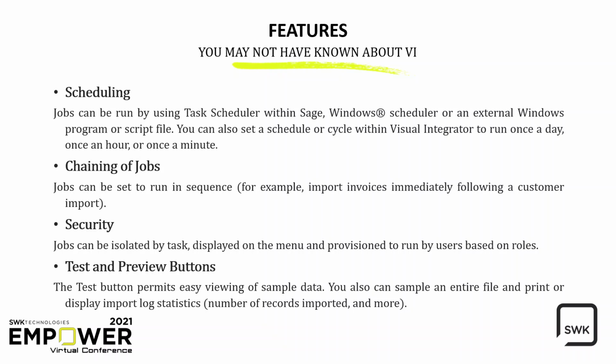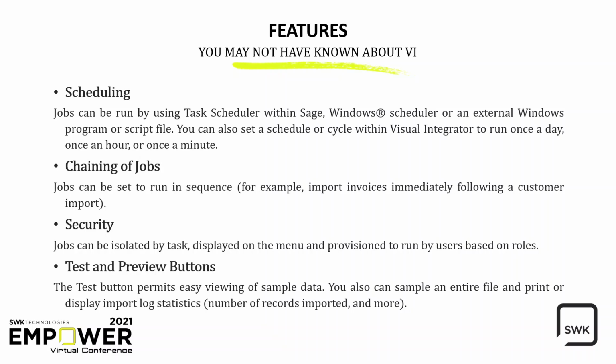The chaining of jobs can be set to run in sequence. For example, if we're uploading invoices, we can actually create a job that creates the customers first in customer maintenance, and then concludes with creating a job that uploads invoices into AR or SO, invoice data entry. So we can create a multitude of jobs that upload into different parts of the system, and we can have them run one after the other to ensure data integrity.